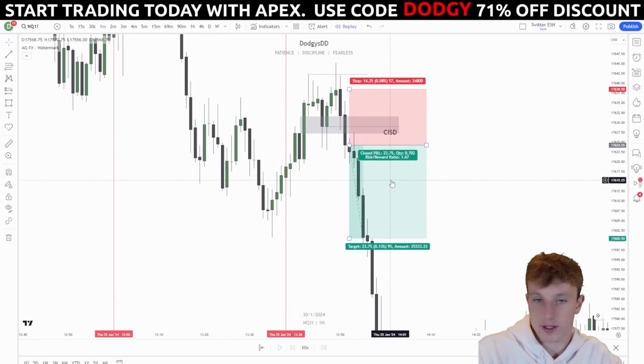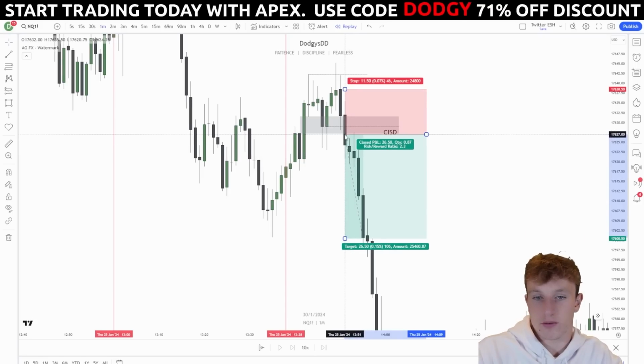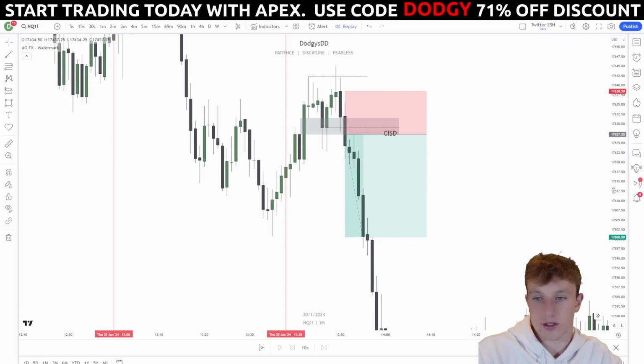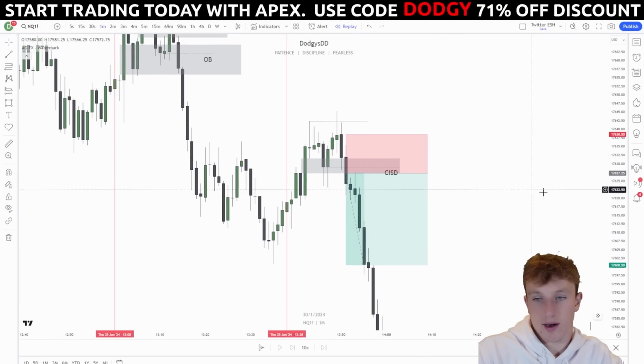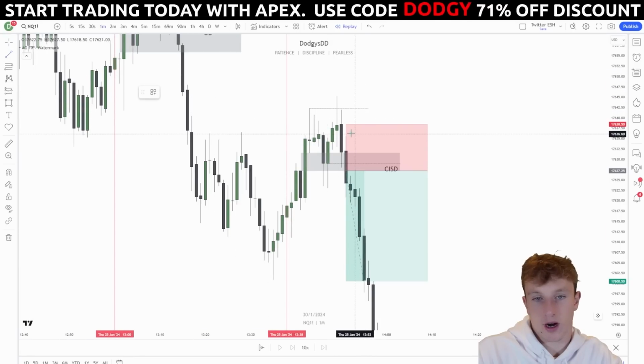So this would have been about a 1.6 R trade, or if you took the retest, could have been about a 2.3 R trade. So really good play here. I'll just put my stop in this situation, a hard stop above this order block here, because generally if I'm right, we're not going to go back above the order block, so that's what I'll do.